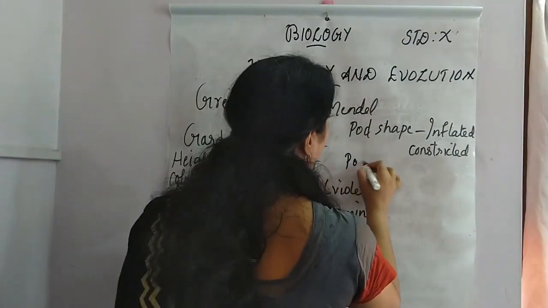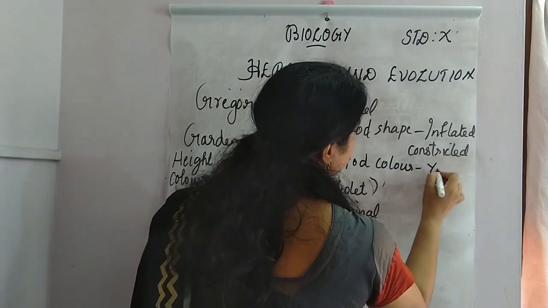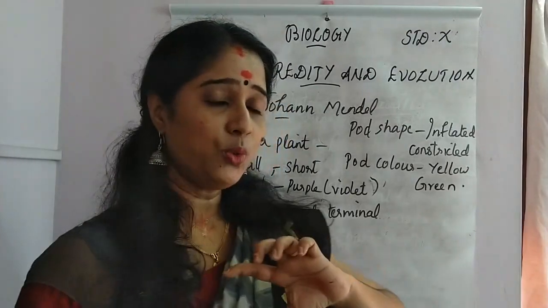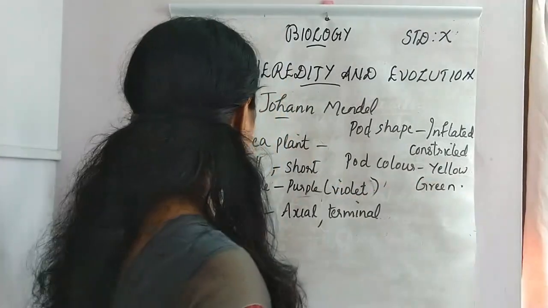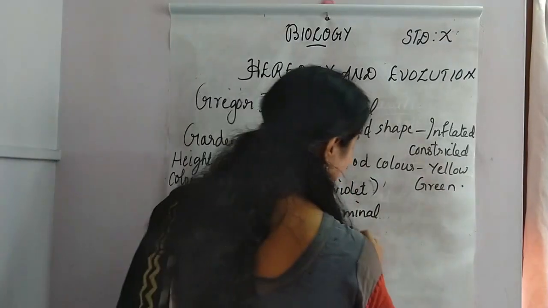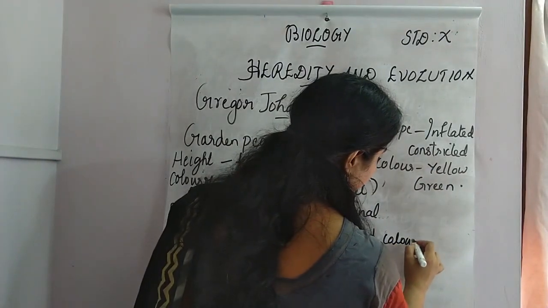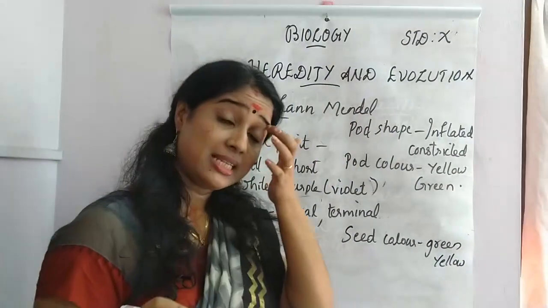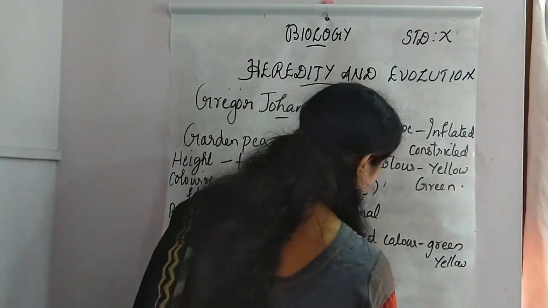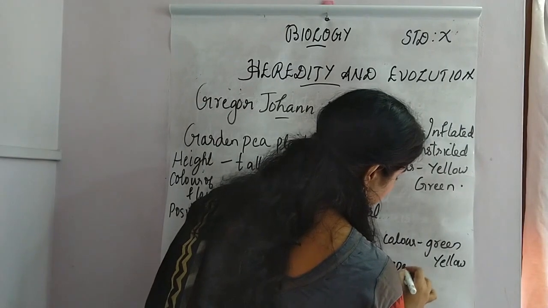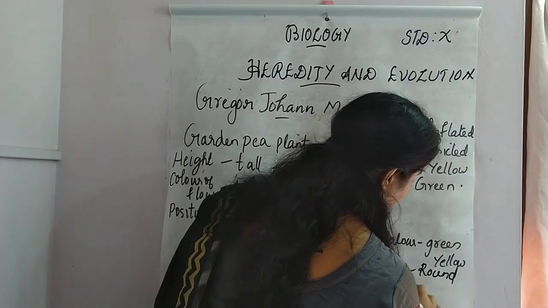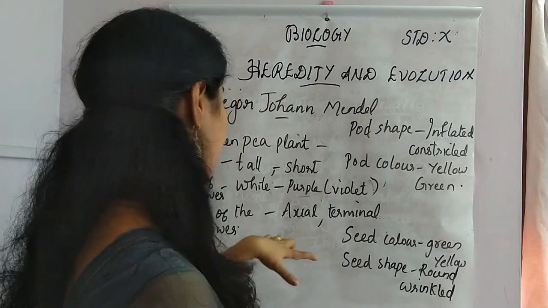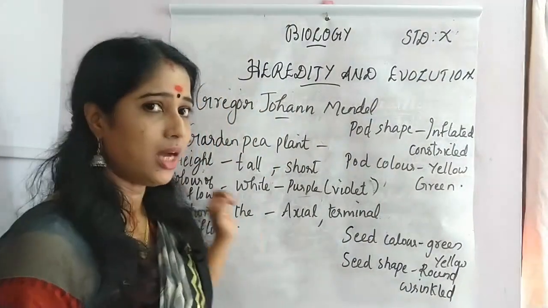Then pod color: some yellow and some green. Some are beautiful bright green, some yellow. Then about the seed color: some seeds are green and some seeds are yellow. Next one, the seed shape. Some seeds are round and some seeds are wrinkled. So these are the 7 contrasting characteristics of the garden pea plant.